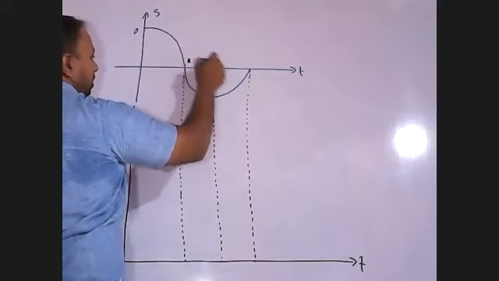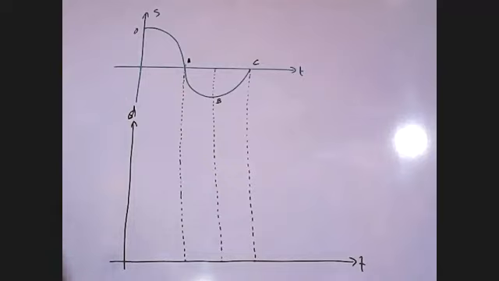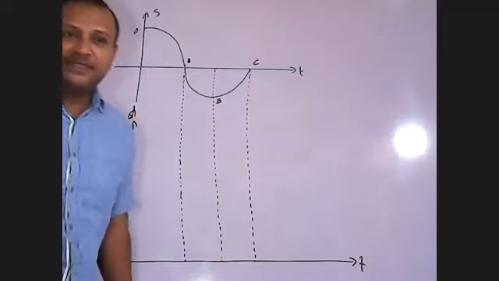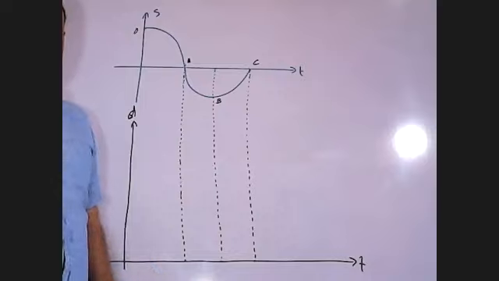O A B C. O A B C. Alright. Again. From O to A. So what is the sign of velocity? From O to A. It's negative, sir.